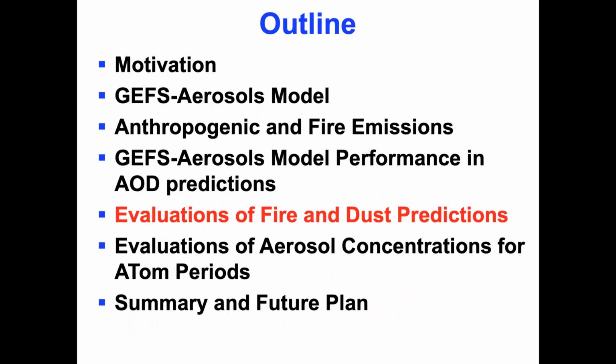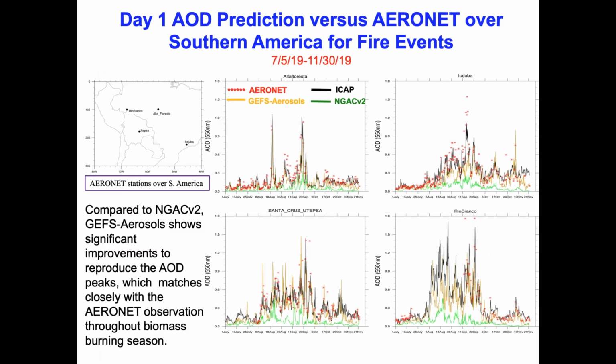So we also did more detailed validation and evaluation for the fire and dust event predictions between the GEFS-Aerosols and the previous NGAC system. We know that in 2019 there was a big fire event in the Amazon area. Here we selected 4 AERONET sites over those areas, and then we compared with the AERONET observation and the ICAP analysis data. This is the black line, and the yellow line is our GEFS-Aerosols prediction.